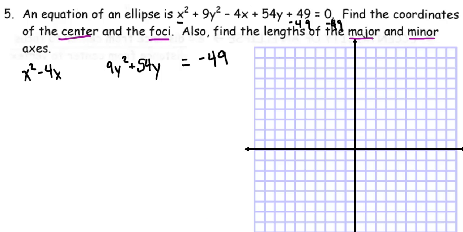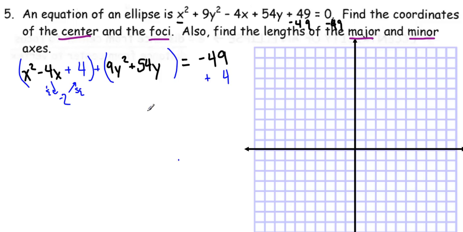I'm looking for some value to add to this set of x's that'll give me a perfect square trinomial. So take your linear coefficient, cut it in half, so we get -2, and then we square that, and we get a +4. So we're going to add 4 to the left side of the equation. That means we need to add 4 to the right side to keep our equation balanced.